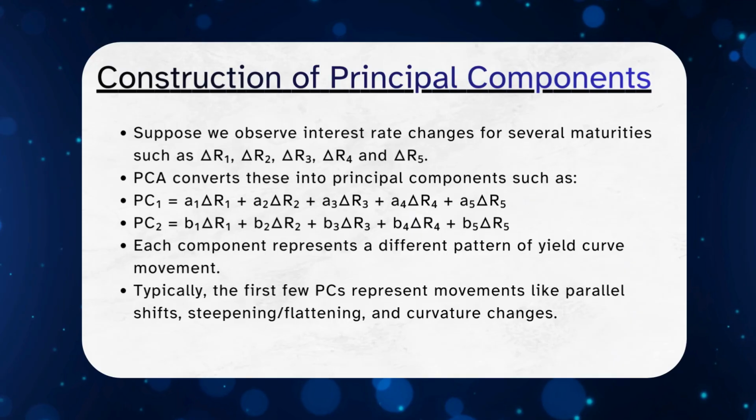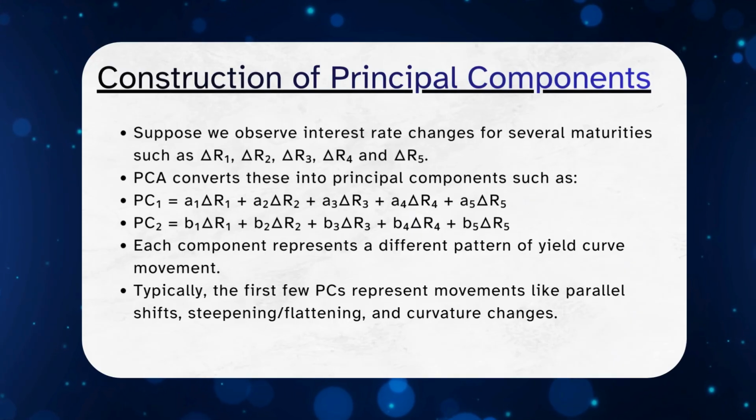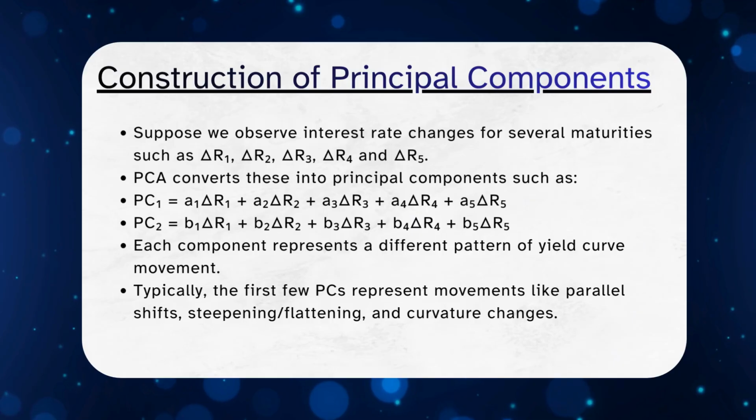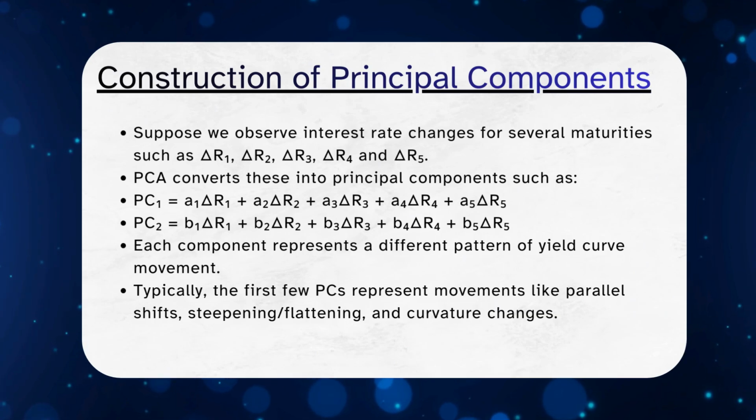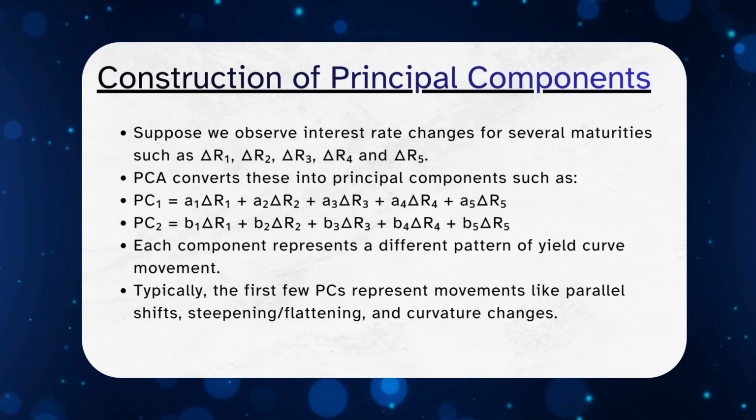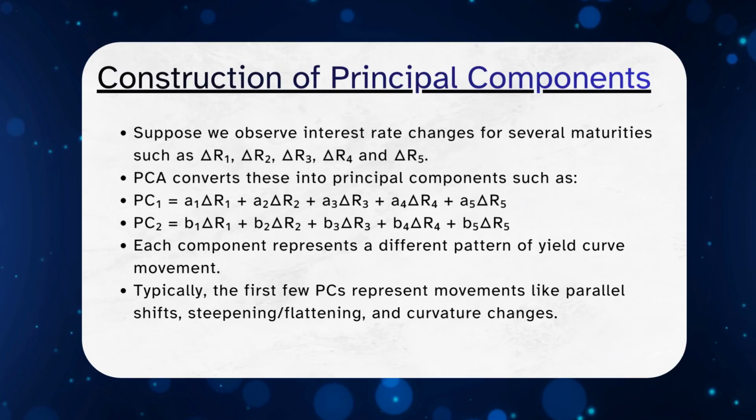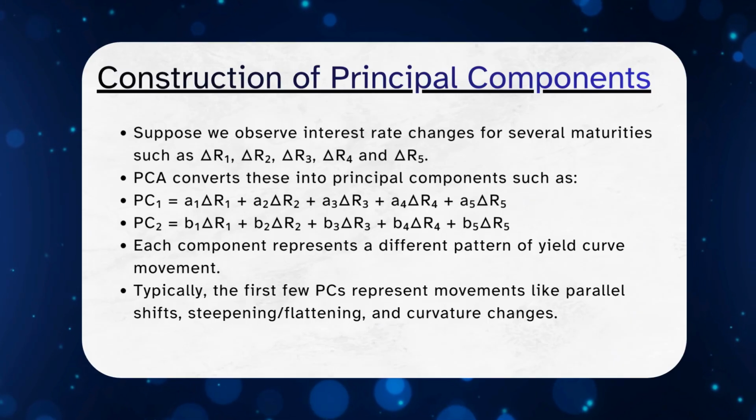Suppose we observe changes in several interest rates, such as 1-year, 2-year, 3-year, 4-year, and 5-year rates. PCA combines these rate changes using weighted coefficients to create new variables called principal components. The formulas shown here represent how each principal component is constructed as a weighted combination of different interest rate changes. Each principal component captures a particular pattern of yield curve movement.